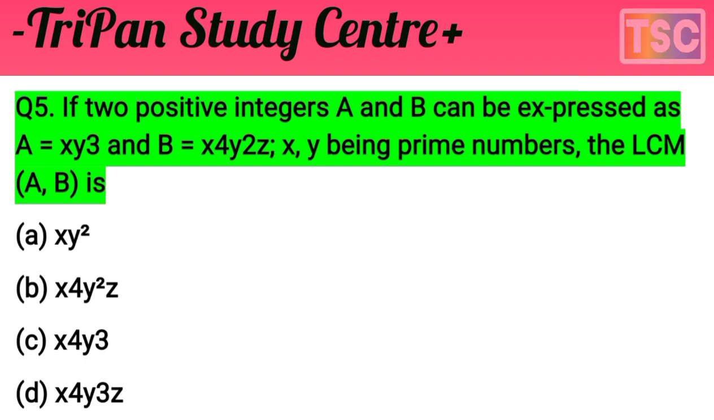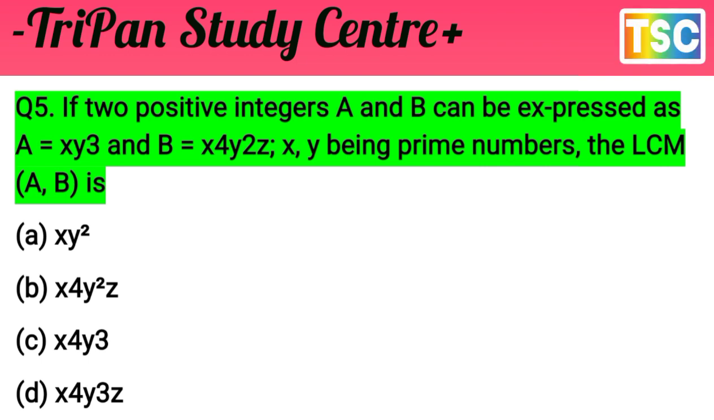The question is clear because a is equal to x and y power 3, and b is equal to x4, y2 and z. The LCM means lowest common factor. Take the lower common factor: a has y3 and b has x4 and z. It means option A is totally wrong here. That's not applicable.